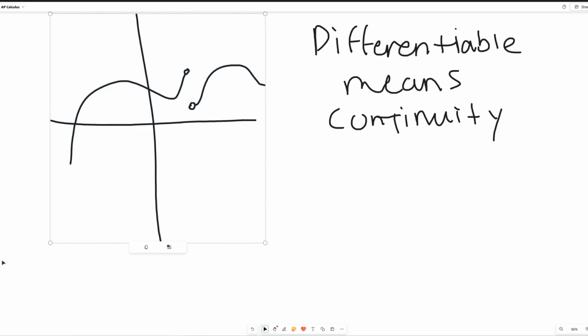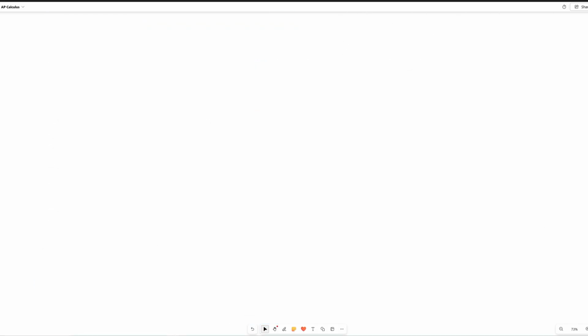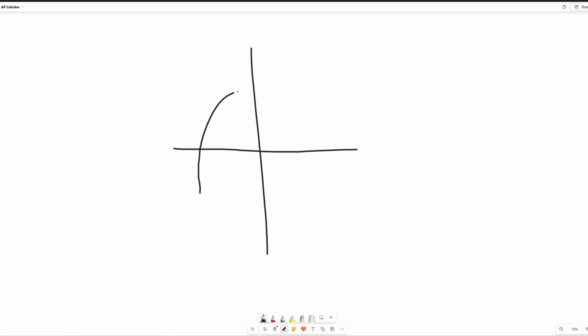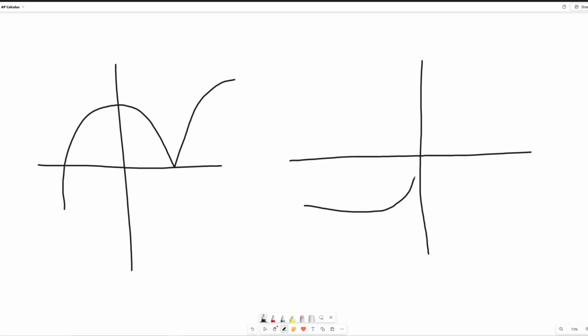If you have, let's say, a function with a sharp turn, like here, or a function with a vertical tangent line. I tried my best to draw.